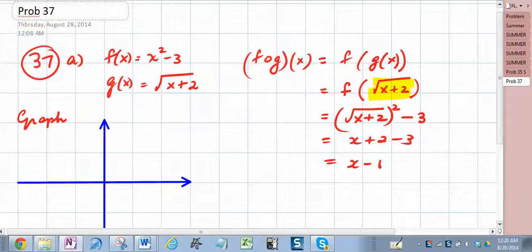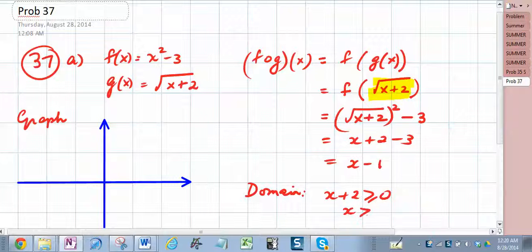In order to be able to do g of x, there is a restriction on x. I'm taking the square root of x plus 2. If you take the square root of something, what's under the root sign, which in this case is x plus 2, has to be positive or 0. So I know that x has to be greater than or equal to negative 2. As I look through the rest of my work, there are no more conditions or restrictions on x.